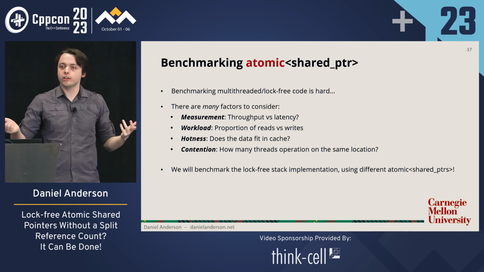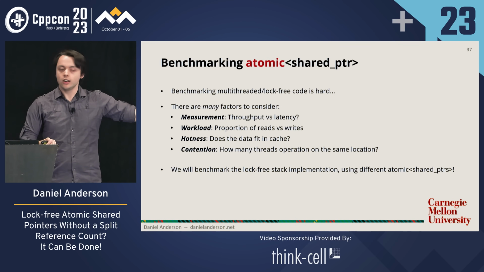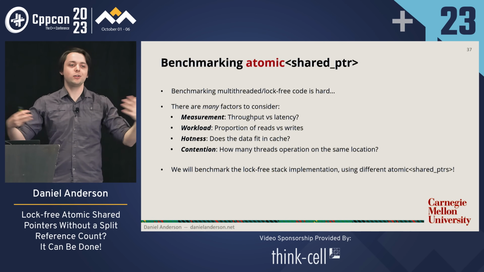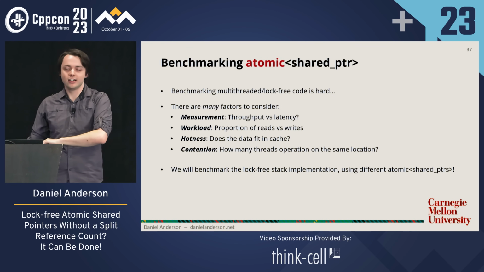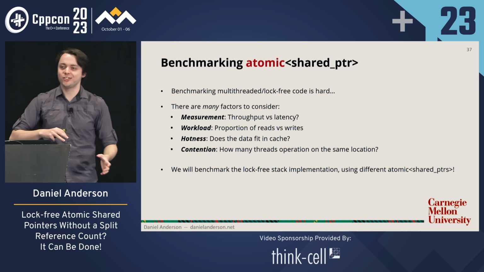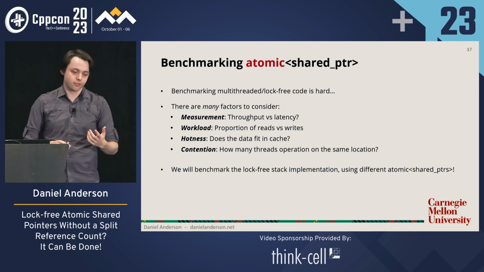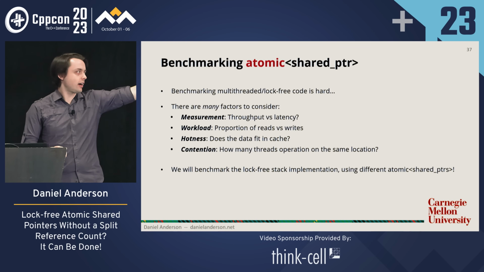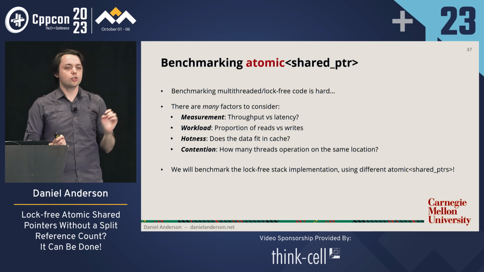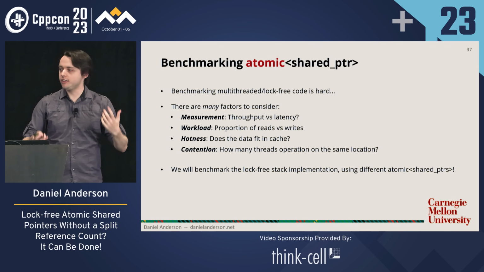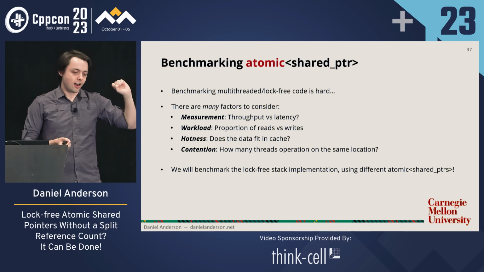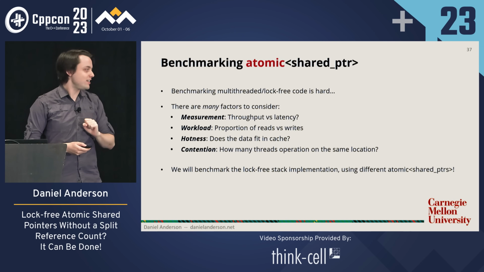And of course, with multi-threaded code, we have to consider contention. It's probably going to be way faster to load from an atomic shared pointer that no one else is touching versus one that 100 other threads are trying to store into. So we also have to consider different contention. To do this thoroughly would require hundreds of benchmarks, and I have 5 minutes. So I'm just going to show you a small set of benchmarks that I think give you a good idea of what's going on and show you some of the trade-offs. Hopefully this is useful and interesting enough.